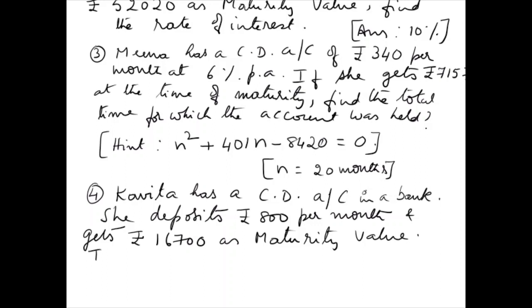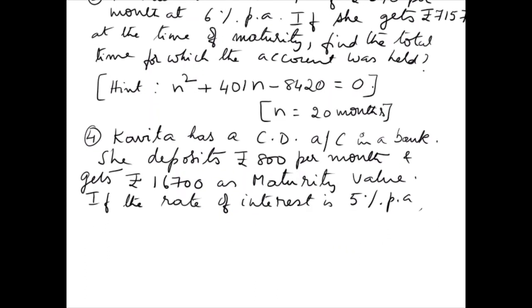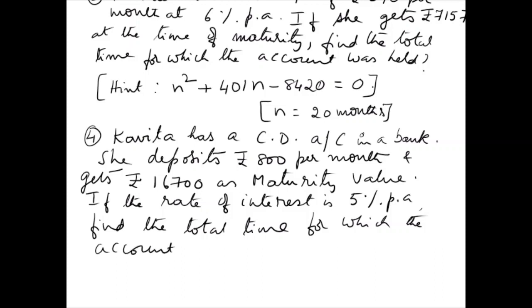If the rate of interest is 5% per annum, find the total time for which the account was held, or opened.